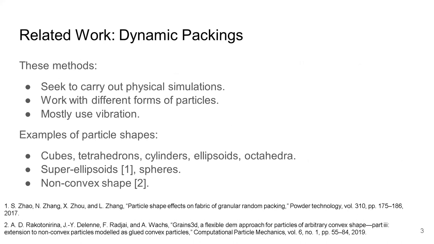Related work, dynamic packings. Particle packings divide into dynamic packing and geometric packings. Dynamic packing is focused on simulations. This method seeks to carry out physical simulations or work with different forms of particles: cubes, tetrahedrons, octahedrons, etc. Mostly use vibration. Examples of particle shapes: cubes, tetrahedrons, cylinders, octahedrons. In one, the container is a cube, in the second, superellipsoid and sphere, the container is a cylinder. And a non-convex shape works by joining convex particles.